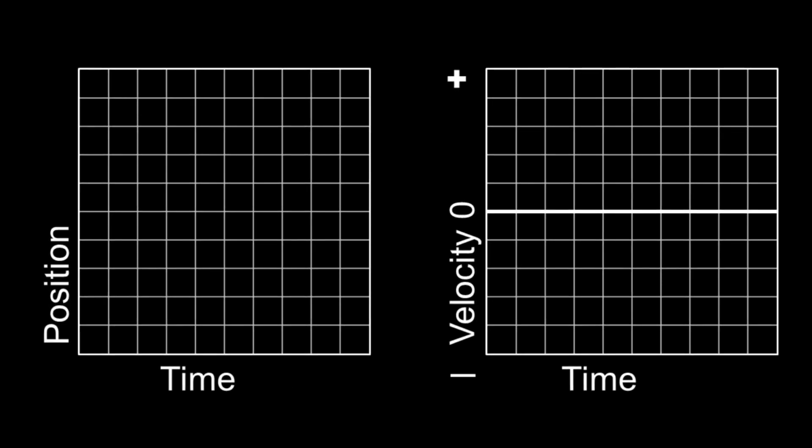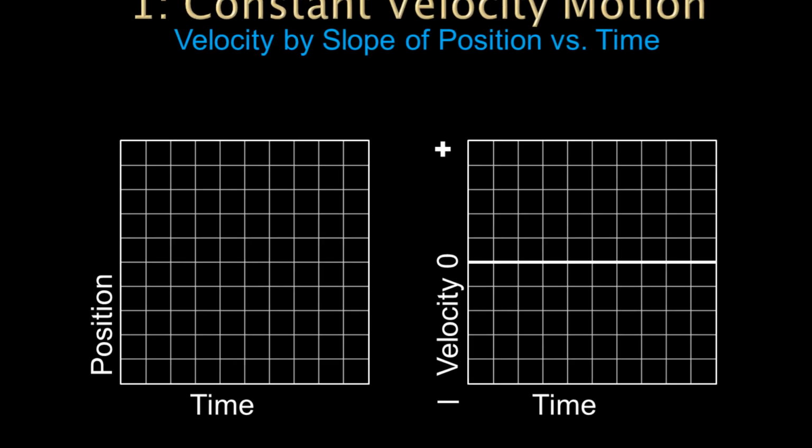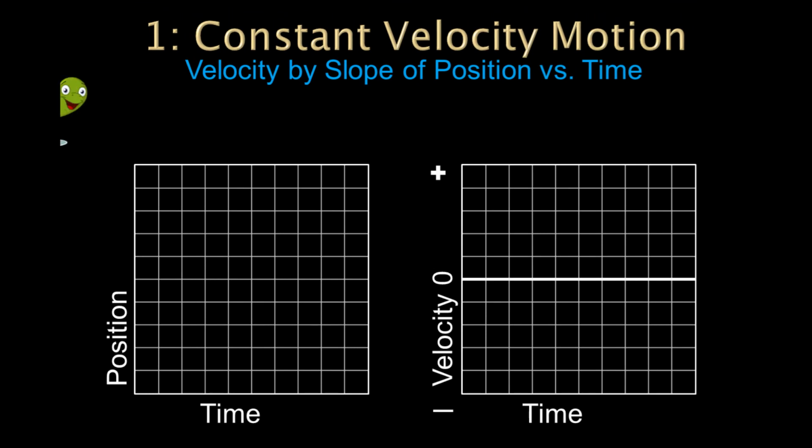The slope of a position versus time graph has a special name relating the rate that the position changes with respect to time. It's called velocity. Both the position and velocity describe the motion of an object. Let's take a look at an example.